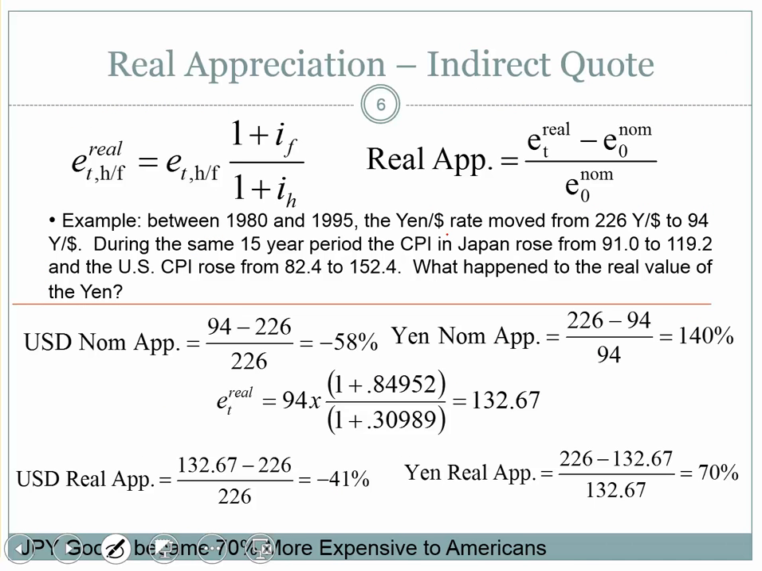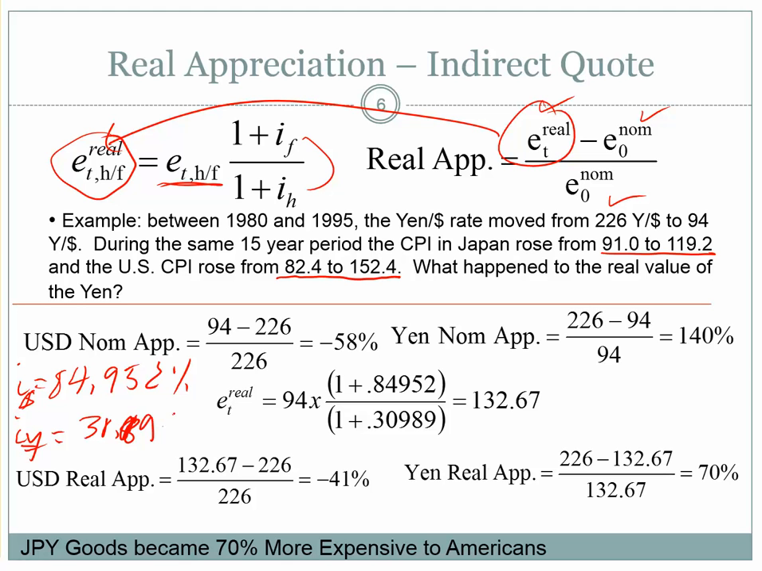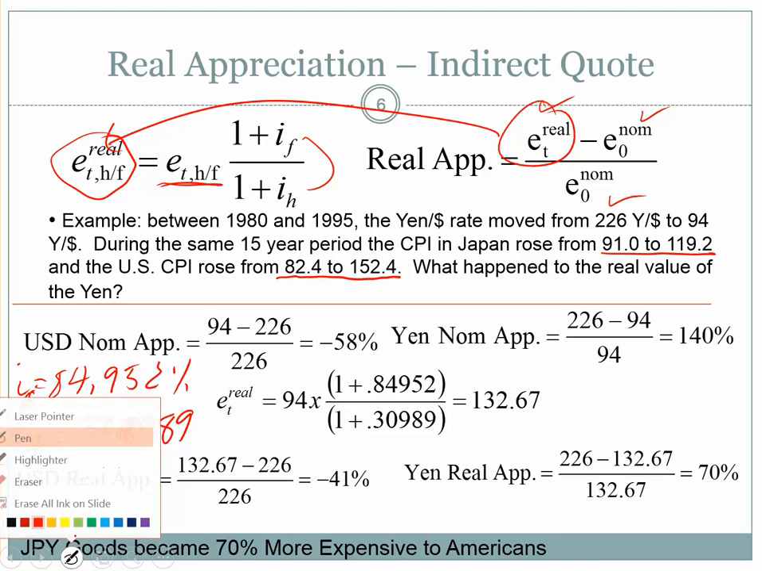Now let's look at what happens with an indirect currency. So we've already said that the real appreciation of a denominator currency is the real exchange rate minus the old nominal over the old nominal, where the real exchange rate is the new nominal exchange rate times relative inflation, where you flip it. Well, let's look at an example where inflation in the US over a period of time, prices go from 82 to 152. So US inflation, if I just take 152 minus 82 over 82, is 84.952% over a 15-year period. Inflation in the yen, their price levels went from 91 to 119, so 119 minus 91 over 91 is a 30.989% level of inflation. Let me fix that.